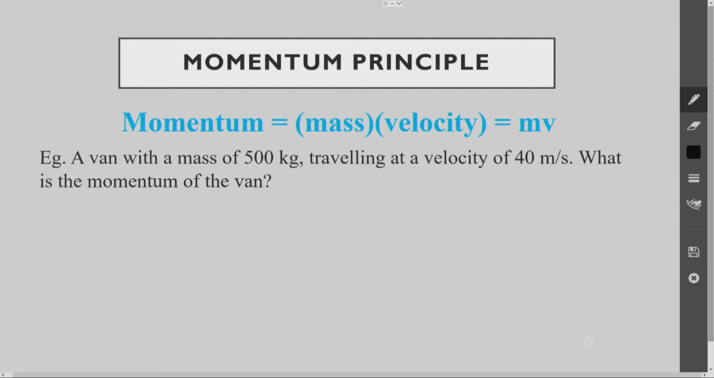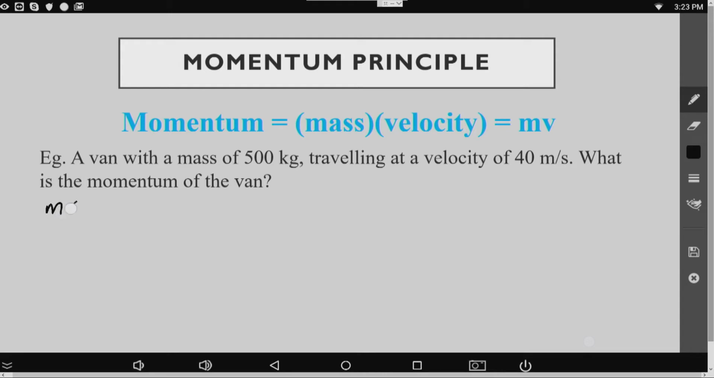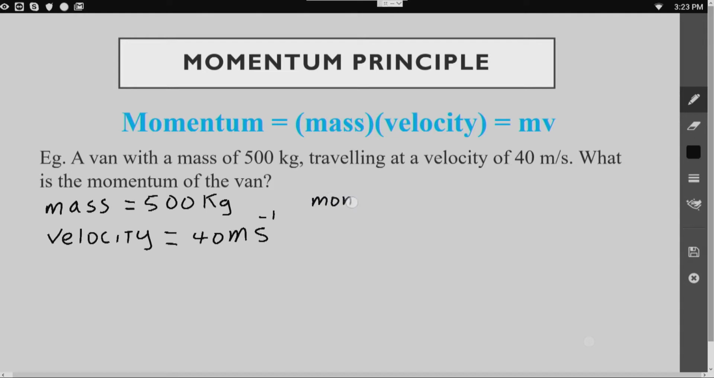For an example, we are going to calculate momentum. In this example, a van with a mass of 500 kilograms is traveling at a velocity of 40 meters per second. What is the momentum of the van? So we must have our data: mass, 500 kilograms, and velocity, 40 meters per second. Now, momentum, from our equation, is mass multiplied by velocity.